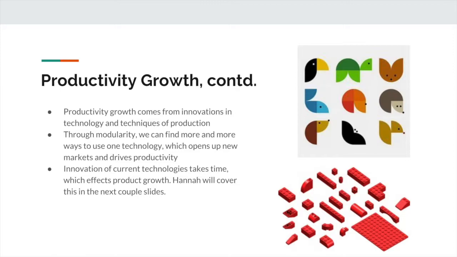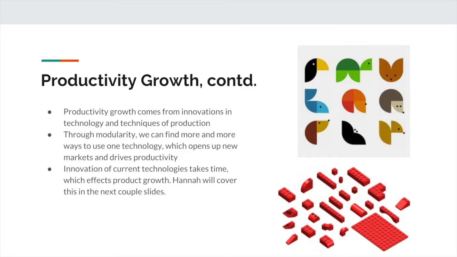Moving on to the next slide, we have productivity growth comes in innovations in technology and techniques of production. Through modularity, we can find more and more ways to use one technology, which opens up new markets and drives productivity. So these two pictures I have on the right are good examples of modularity, especially the top picture, where we're given a pie that is split into 4 slices, and just from these 4 slices we can create 9 different animals from only those 4 slices.